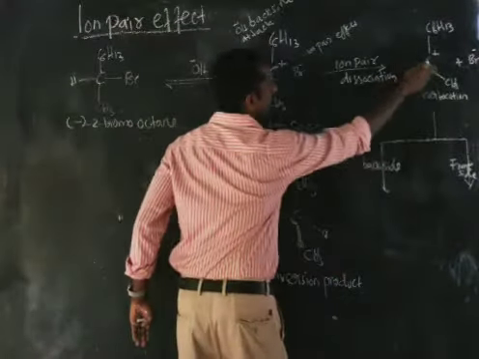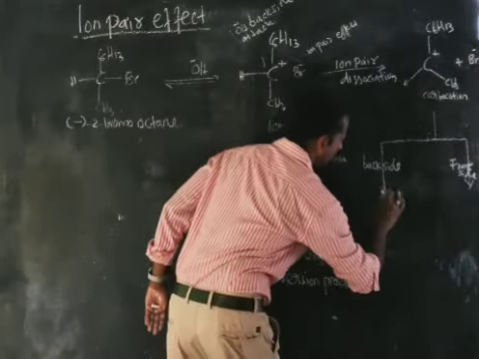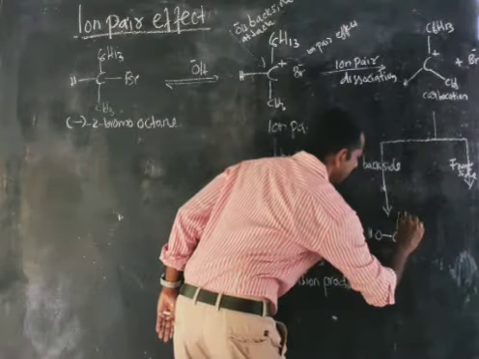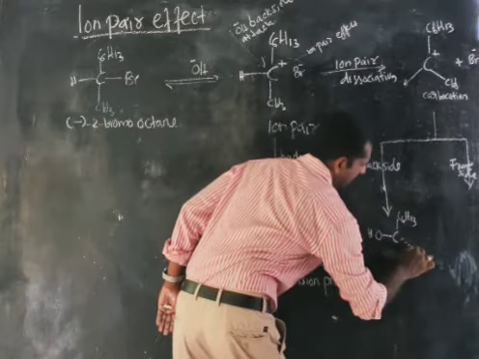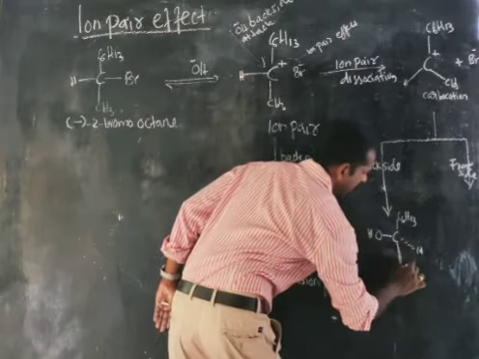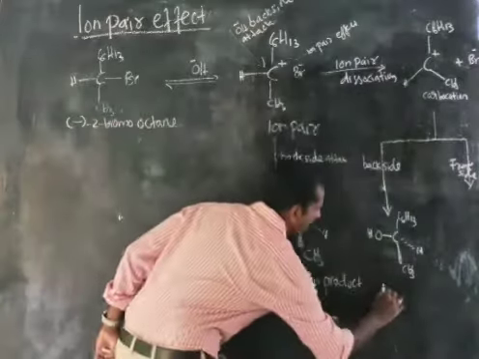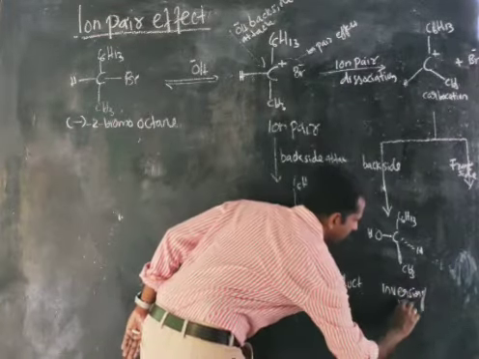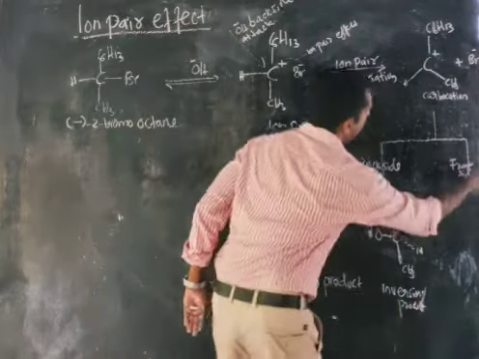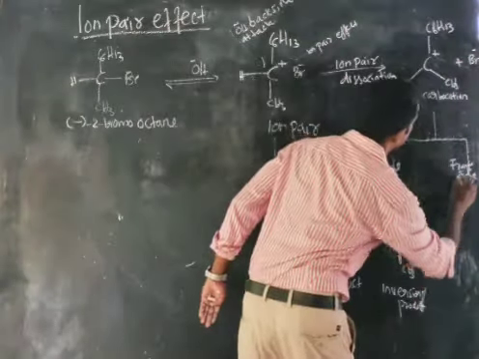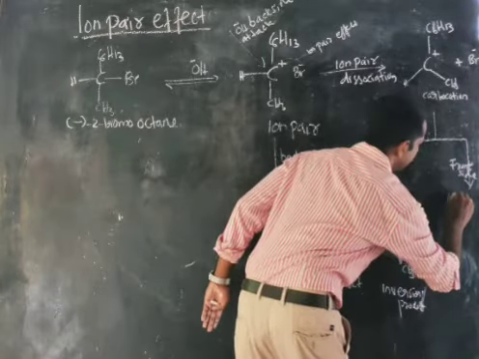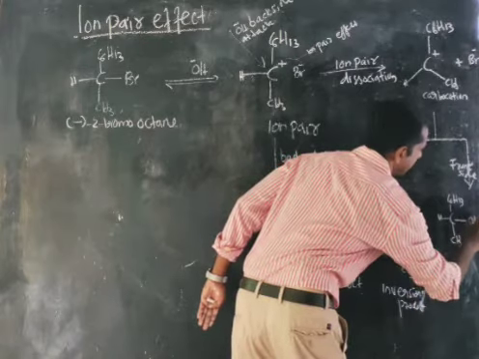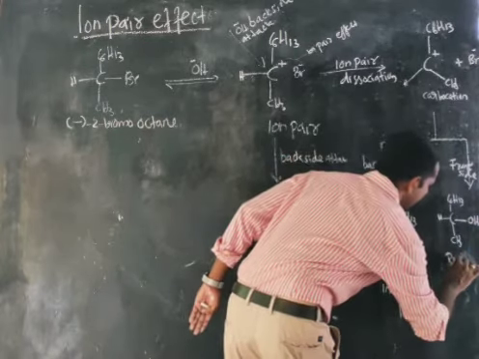When it is backside attack, what will you get? During backside attack, you are getting OH, C6H13, here H, and here CH3. That means again you are getting the inversion product. By front side attack, what are you getting? You are getting C6H13, H, CH3, and of course here OH. That means the retention product.